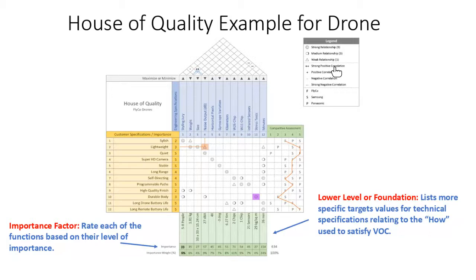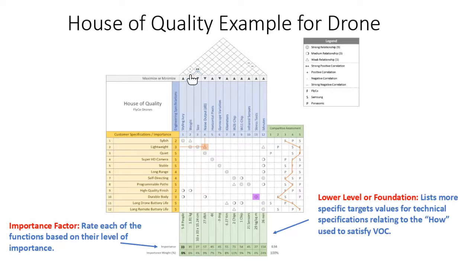It's not just a relation, but how this relation is, positive or negative. The positive correlation means it is positive but not as strong as the double plus. The same for the negative and double negative. Now let's take an example. Let's take the weight. The weight is one of the technical specifications.